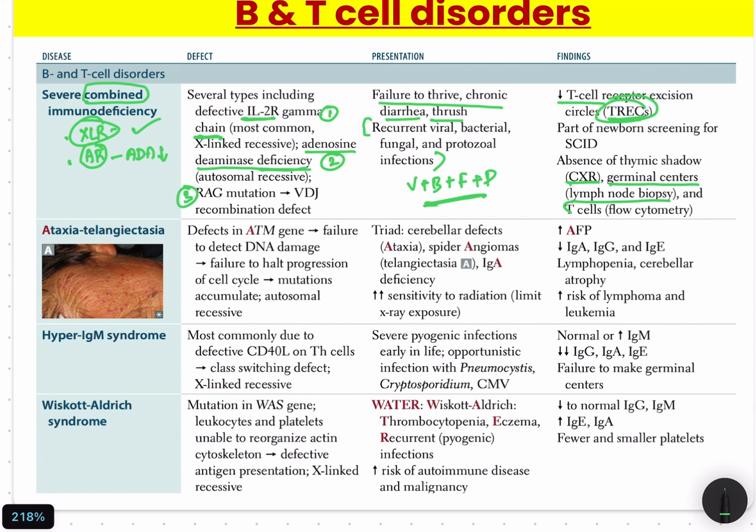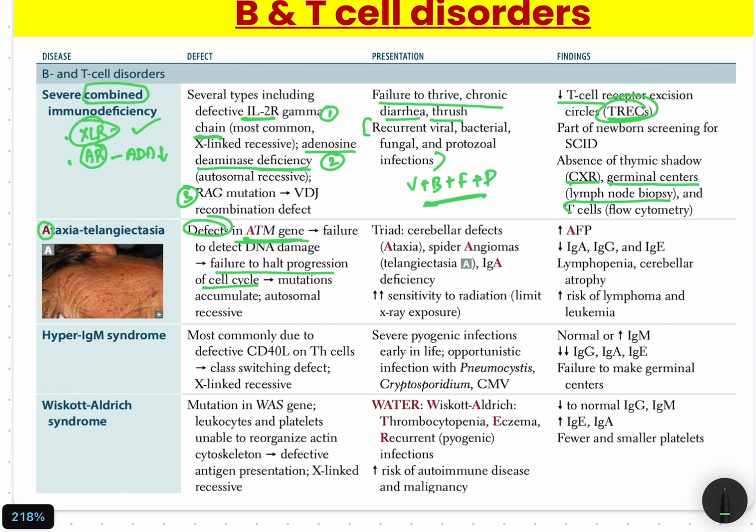Next, coming to ataxia telangiectasia. Ataxia telangiectasia is the defect in the ATM gene. Now what is this ATM gene doing? This ATM gene is actually detecting the DNA damage, and if there is any mutation, it will halt the progression of the cell cycle. But due to defect in that ATM gene, there is failure to halt the progression even if there is DNA damage, and that can lead to accumulation of the mutation.